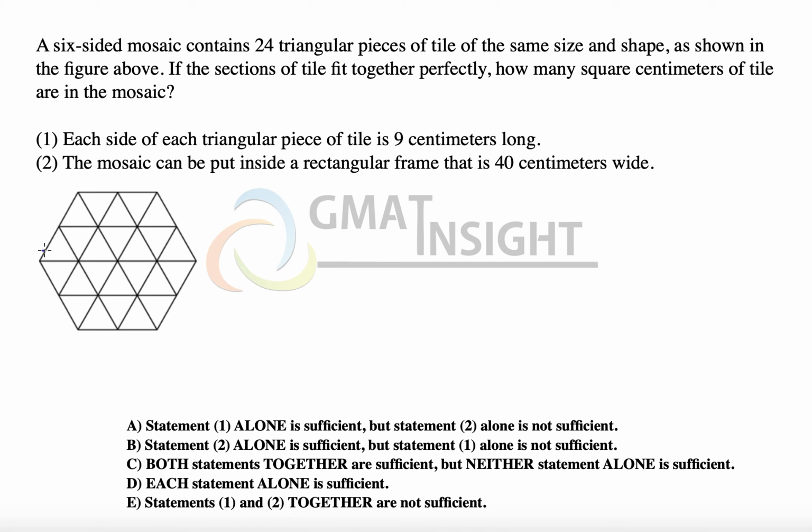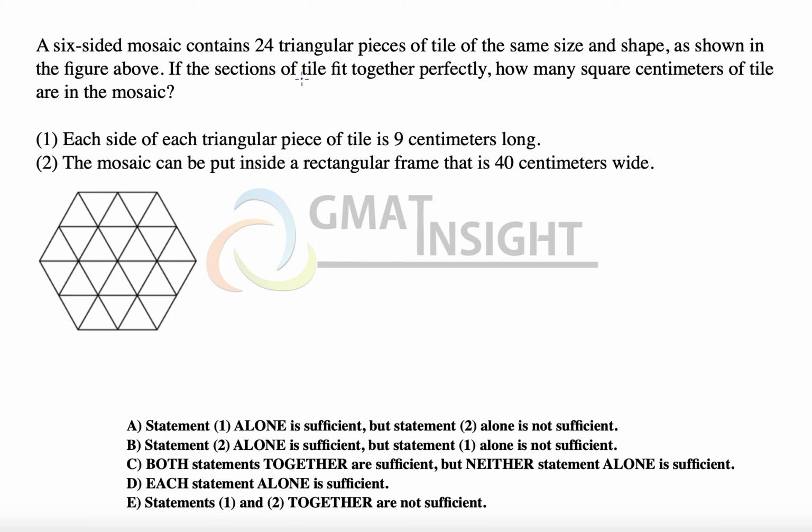Six-sided mosaic. So we have a six-sided mosaic here that contains 24 triangular pieces. So we have 24 triangular pieces like 1, 2, 3, 4, 5, 6, 7, 8, 9, 10, 11, 12 and the double of that, because this is just half. In half we have 12 triangles. So it has 24 triangular pieces as shown in the figure.